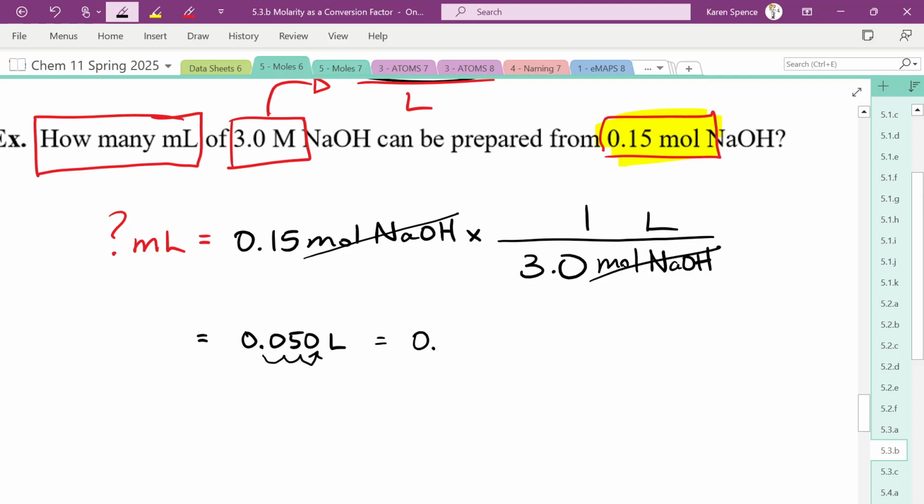Equals 50 decimal milliliters. Or you could do it all in one row.